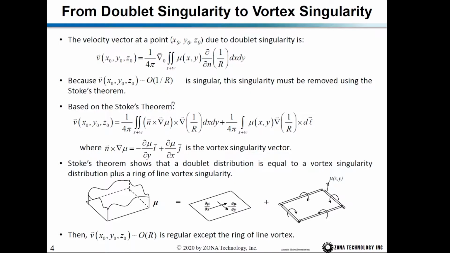Based on the Stokes theorem, for a given doublet distribution, this doublet distribution equals a vortex singularity vector plus a ring of vortex. If you look at this integral, the order of singularity is 1 over r cubed. So if you integrate this integrand twice, the resulting analytical solution is in the order of r. So it's not singular. However, if you look at the line integral, even if you can solve this line integral analytically, the solution is still 1 over r. So the line vortex is singular.